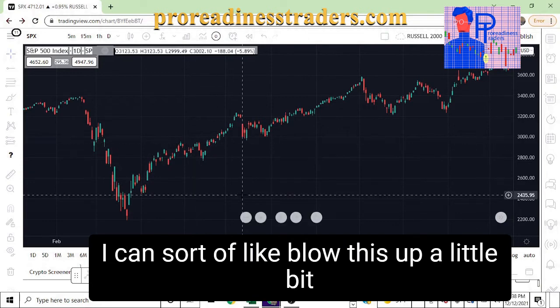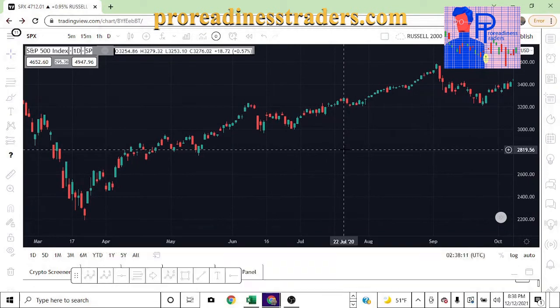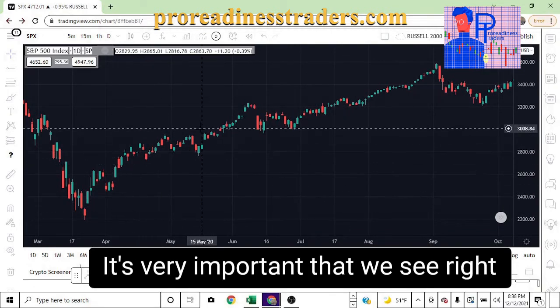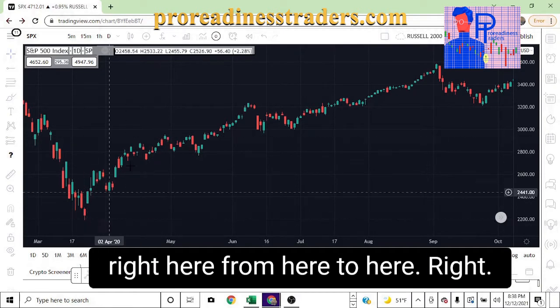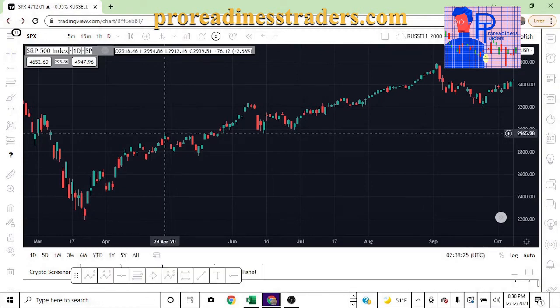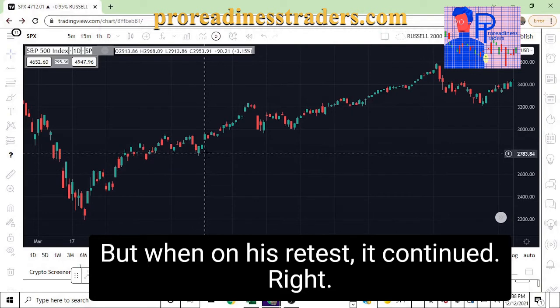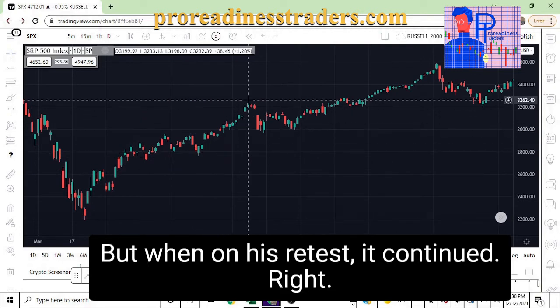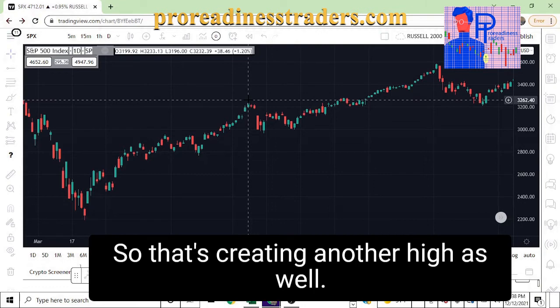I can blow this up a little bit more so we can get a better view. It's very important that we see right here what I was speaking about. So technically, this swing could have stopped right here, from here to here, right? Then we see it swing again here, retrace, but on its retest it continued, so that's creating another high as well.